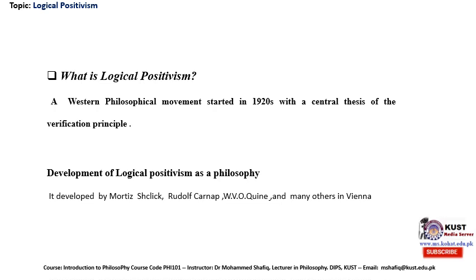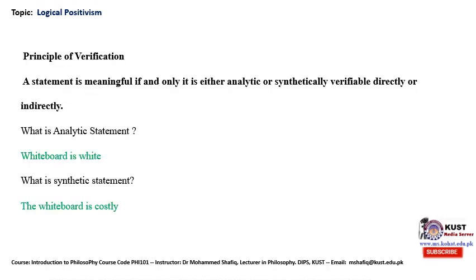So in order to get rid of that confusion of language, they tried their level best to create an artificial language. Up to some extent, they were successful because nowadays we have that symbolic language. But symbolic language is not a complete language in which all our emotions can be expressed as well. So, what is that verification principle?